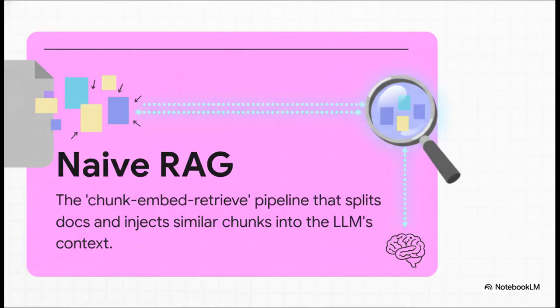Now, to be super clear, I'm talking about what we call naive RAG. You know the drill. It's the standard chunk, embed, retrieve pipeline that's in every tutorial. You take your docs, you slice them up into little pieces, you create vector embeddings, and then you just stuff the most similar-looking chunks into the prompt. It's simple, sure. It works for a basic Q&A bot. But when the reasoning gets serious, this whole approach just completely falls apart.